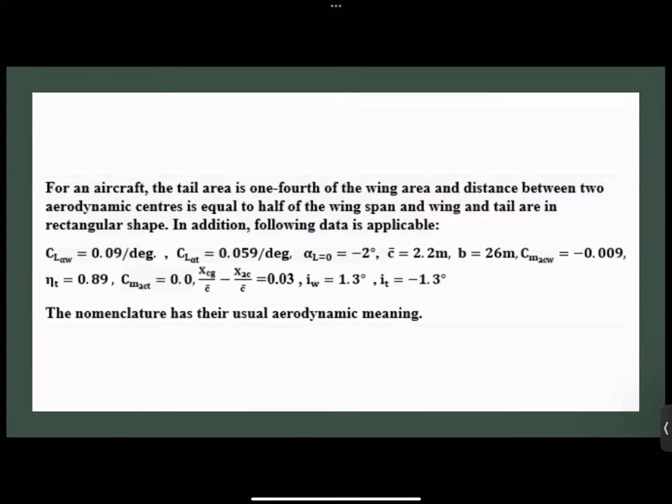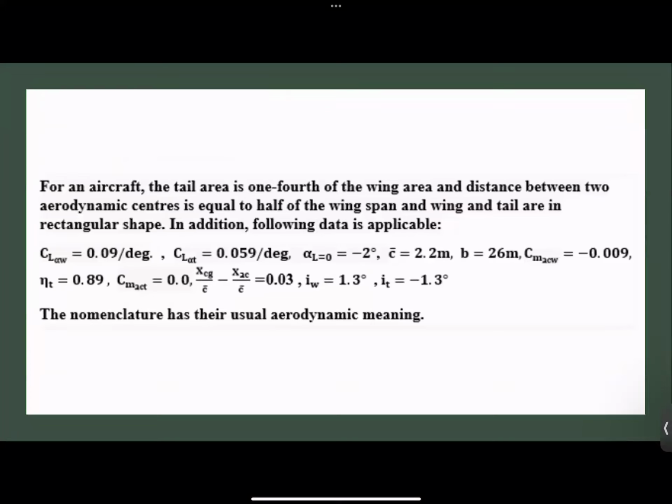Now, some data is given to us for a series of questions. For an aircraft, the tail area is 1/4 of the wing area, and the distance between the two aerodynamic centers is equal to half of the wingspan. Wing and tail are rectangular in shape, and you have the following data. So you have CL alpha of the wing and tail, alpha at 0 lift, the mean aerodynamic chord, span, CM AC of the wing, tail efficiency factor, CM AC of the tail, the distance between XCG and XAC, the wing setting angle, and the tail setting angle. So let's look at the questions.